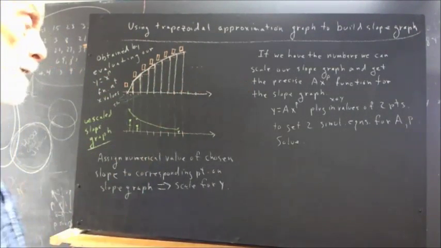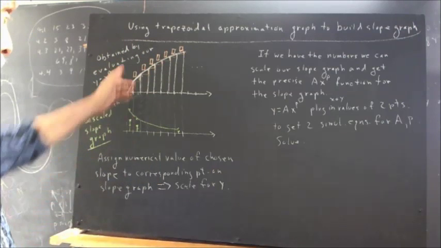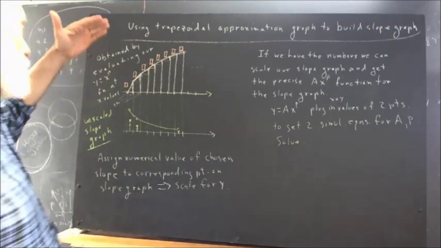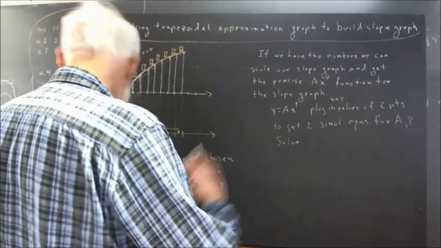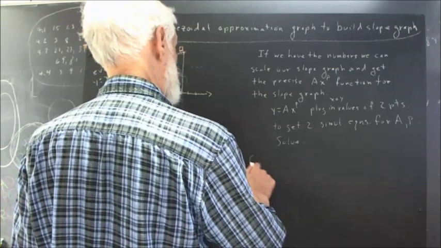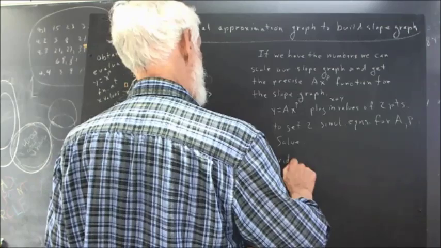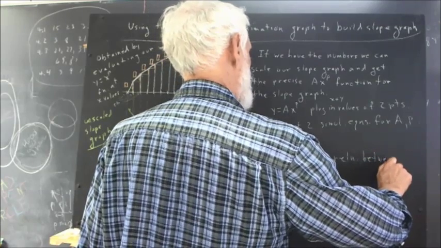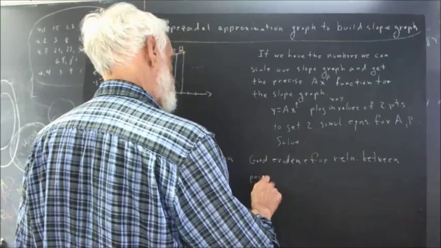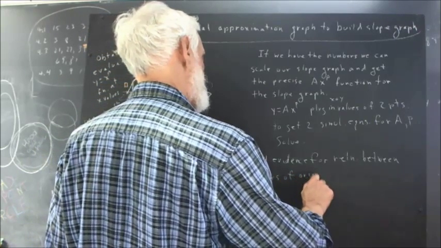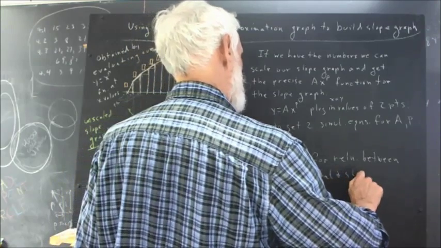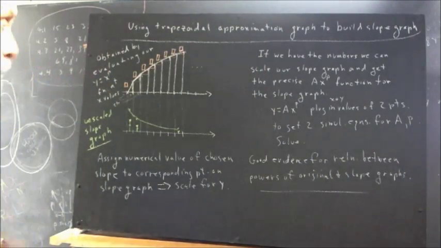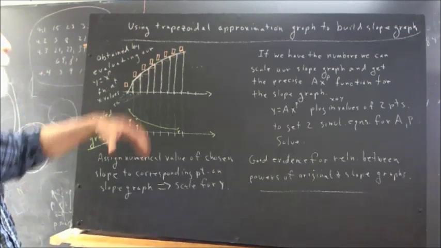So there's just some perspective on one of the really pretty neat things that we could do with a trapezoidal approximation graph. And we could get some real evidence of how the power of the original graph is related to the power of the slope graph. So I'll say that's good evidence for the relationship between the powers of the original and slope graphs.